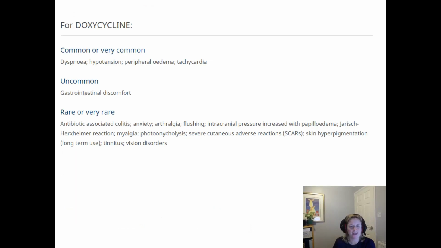So we've looked already in the BNF for the side effects for the class of medicines for all the tetracyclines. Just looking at doxycycline, it also says that doxycycline can cause dyspnoea, which is difficulty or laboured breathing. It can cause hypotension, so a low blood pressure, peripheral oedema, so accumulation of fluid for the patient, particularly around the lungs, and tachycardia, so an increased heart rate. Okay, it can also cause GI effects and colitis and other things.